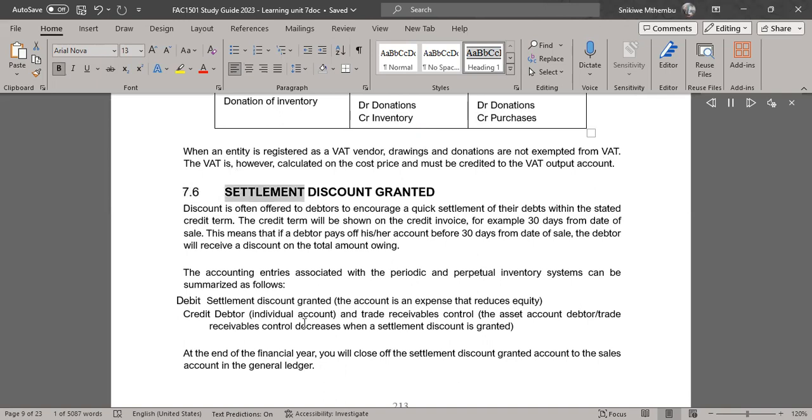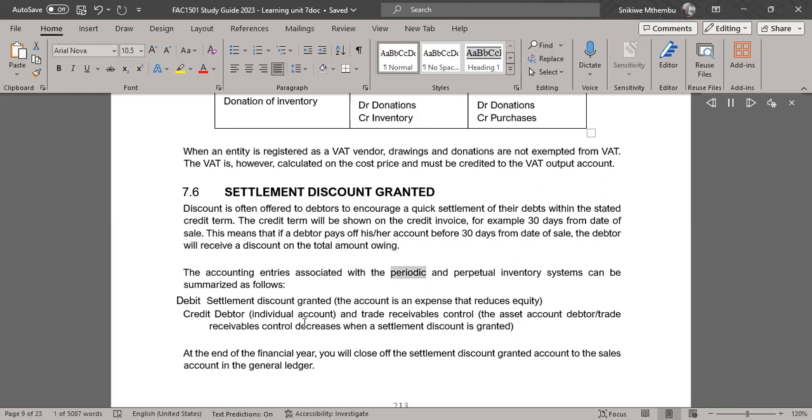7.6 Settlement discount granted. Discount is often offered to debtors to encourage a quick settlement of their debts within the stated credit term. The credit term will be shown on the credit invoice, for example 30 days from date of sale. This means that if a debtor pays off his/her account before 30 days from date of sale, the debtor will receive a discount on the total amount owing.